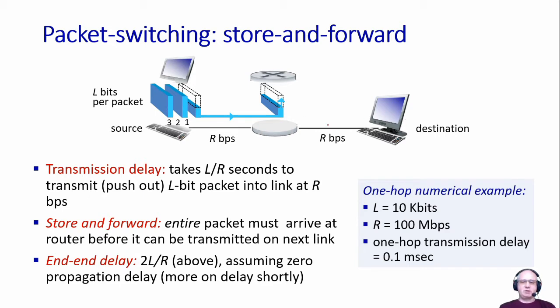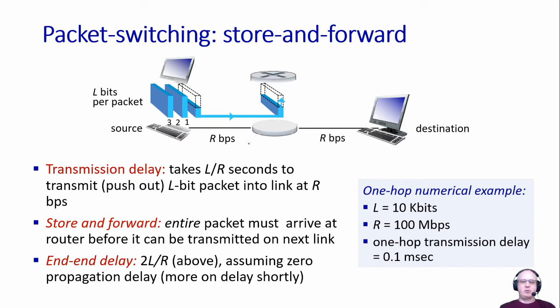We talked about transmission delay. Transmission delay is the time that it takes for this packet to be pushed out onto the link. If the link has a capacity or bandwidth of R bits per second, it would take L divided by R seconds to push it out, where L is the number of bits in the packet. Now, what happens then?